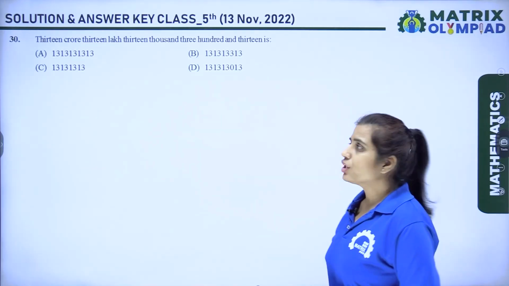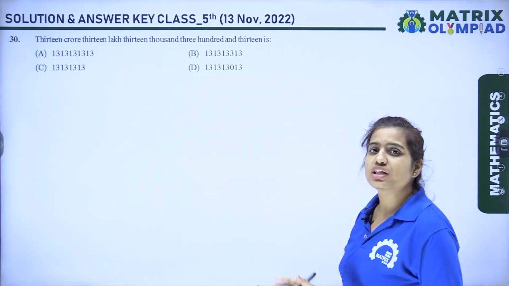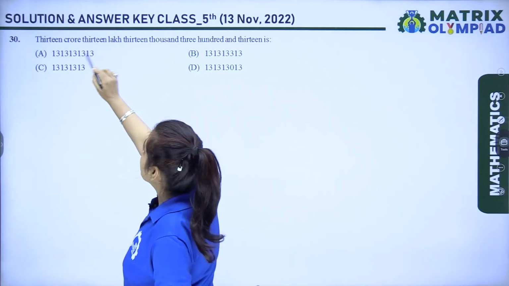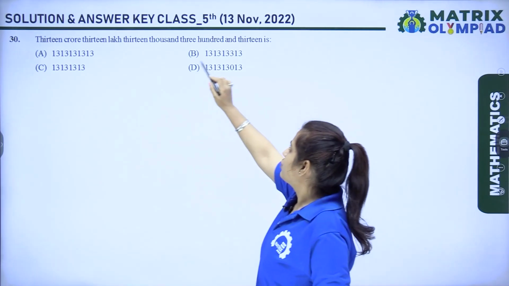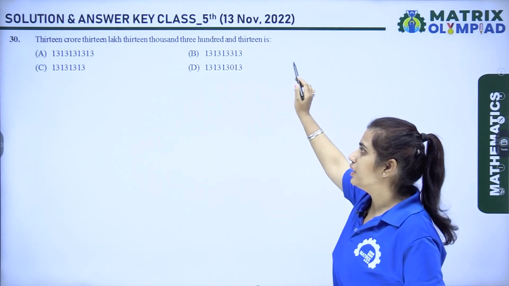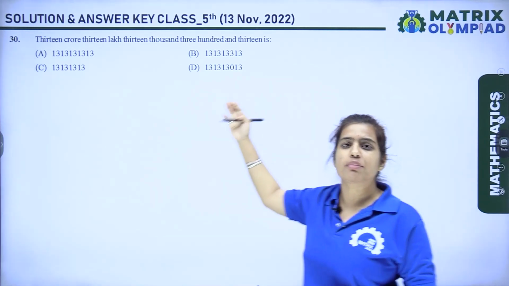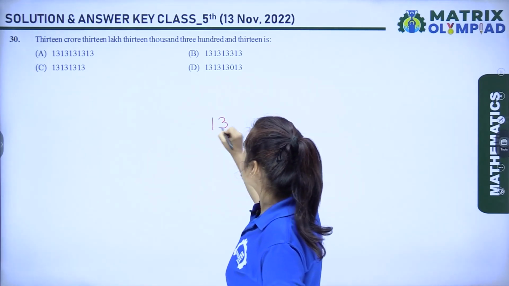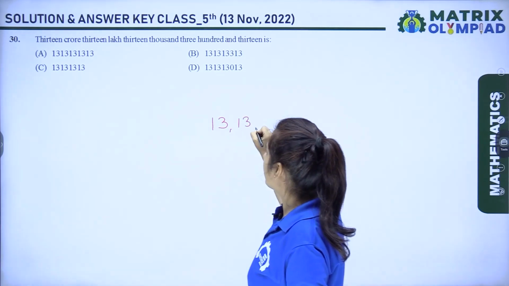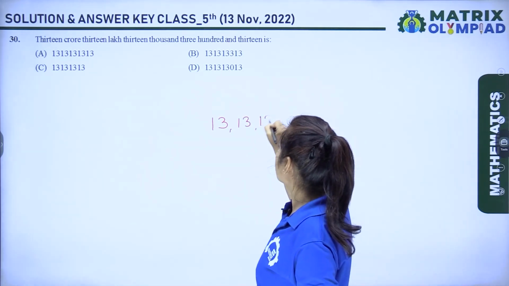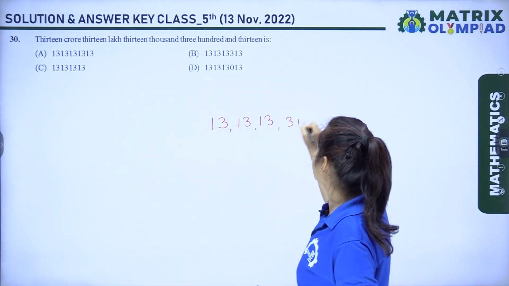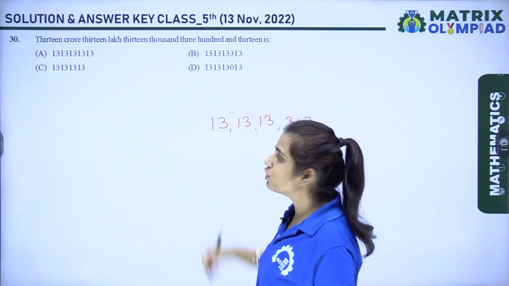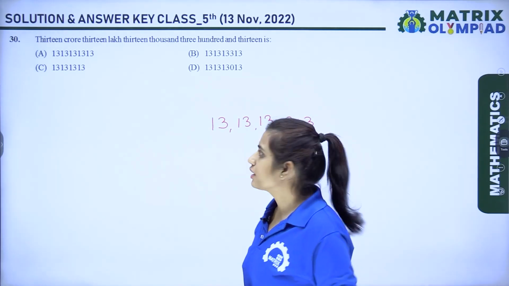Now, the next question is question number 30, which is the last question of this part 1. 13 crore 13 lakh 13,313 is. We have to convert this number name into the numeral form. Let's convert it. It's 13 crore 13 lakh 13,313. So, it is a 9-digit number. Let's check which option is the correct one.